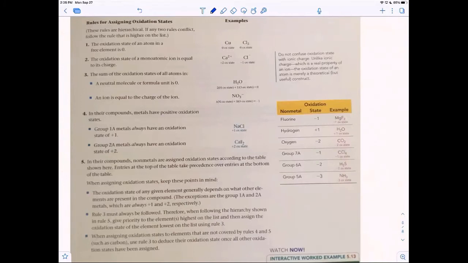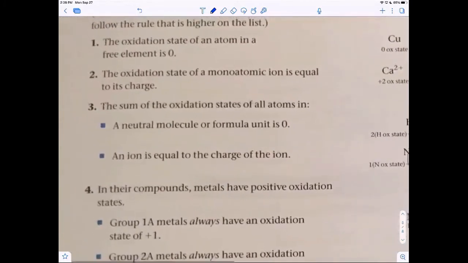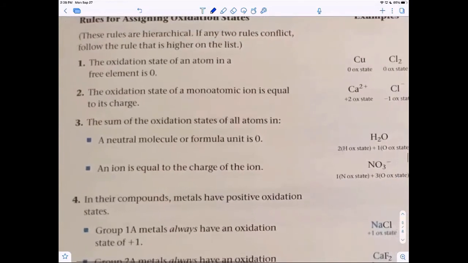And these rules are also hierarchical, meaning that rule number 1 is more important than rule number 2, which is more important than rule number 3. So here are the rules. Free elements, oxidation state is 0. So a monatomic ion, so mono means 1, a 1 atom ion, the oxidation state of that is equal to the charge. So I guess I should show the examples.